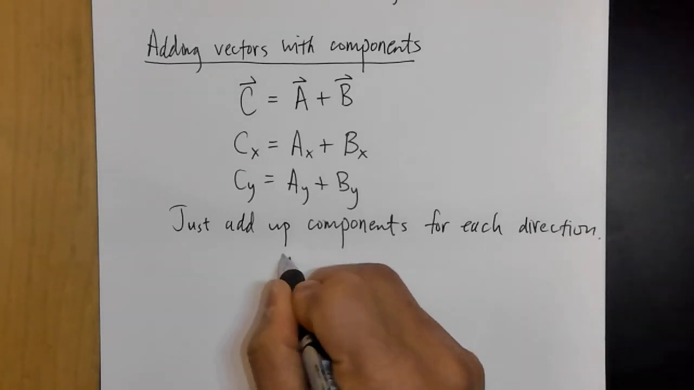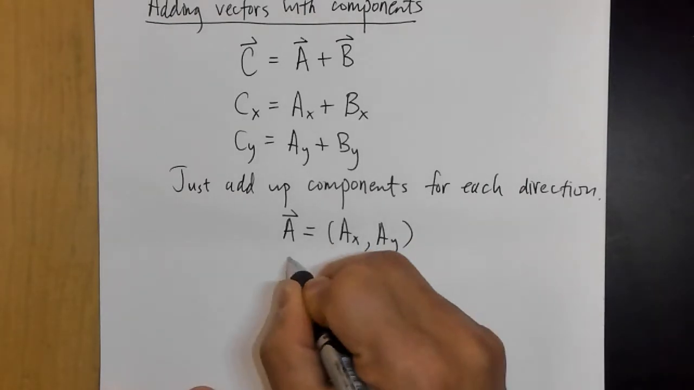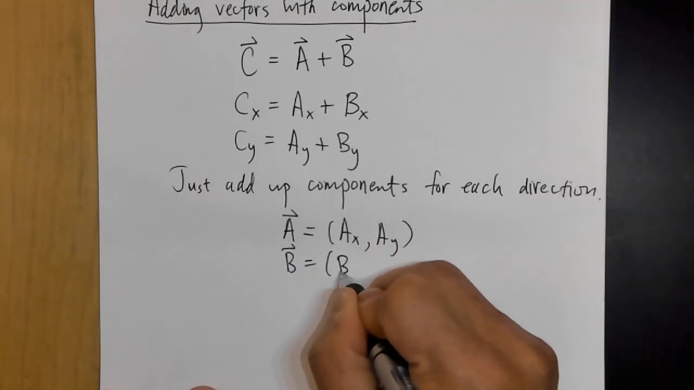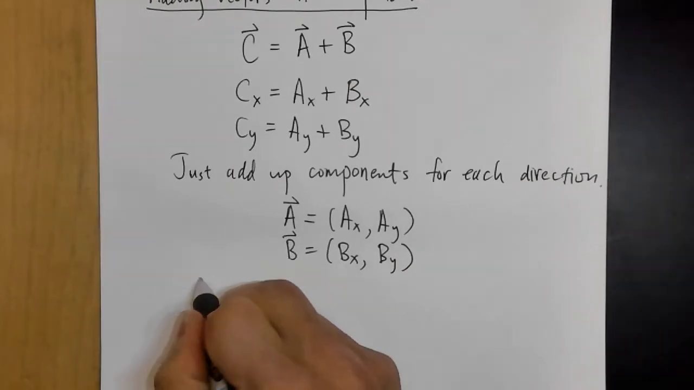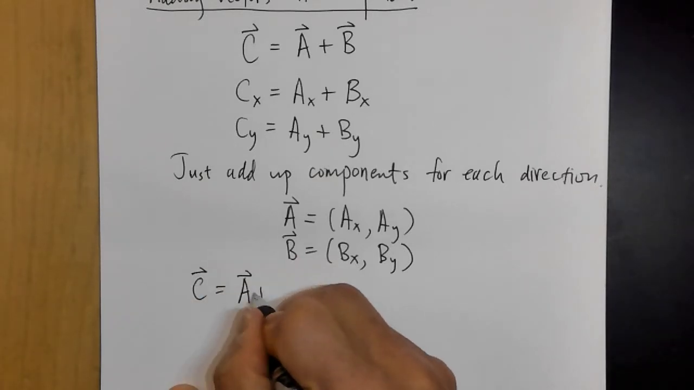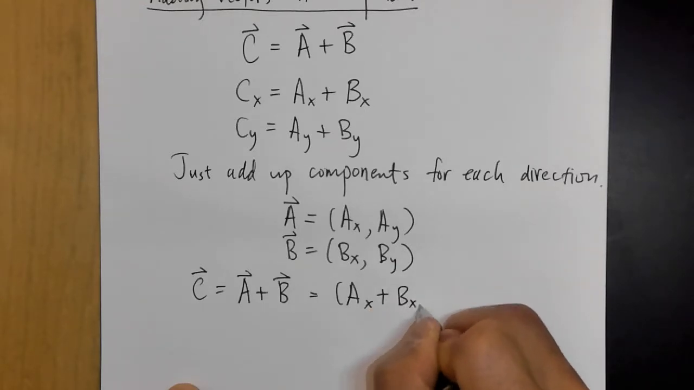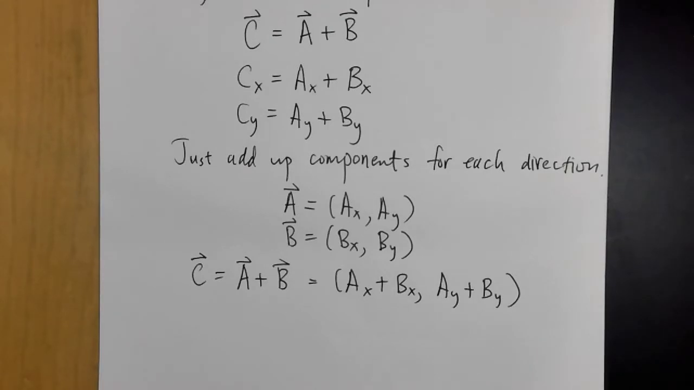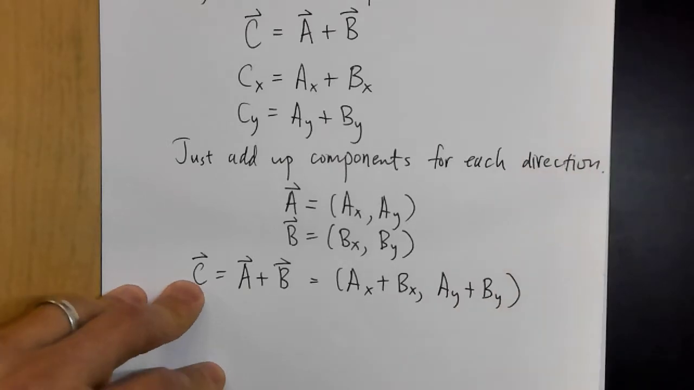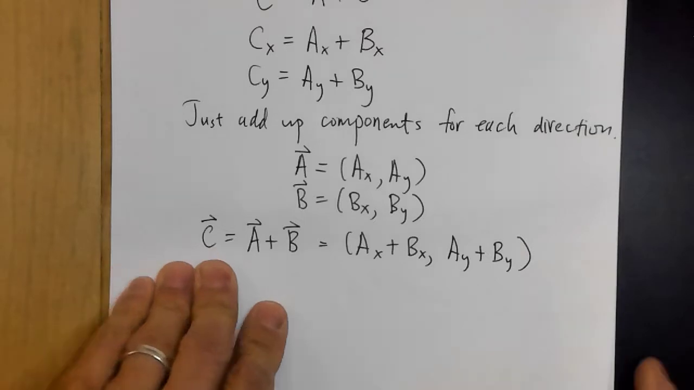So if I write this notation, A is equal to ax comma ay, B is equal to bx comma by, right? And then C, which is going to be A plus B, this will be, you add up the x components, and then you add up the y components. Questions about this? All right, that's not so difficult, I think.